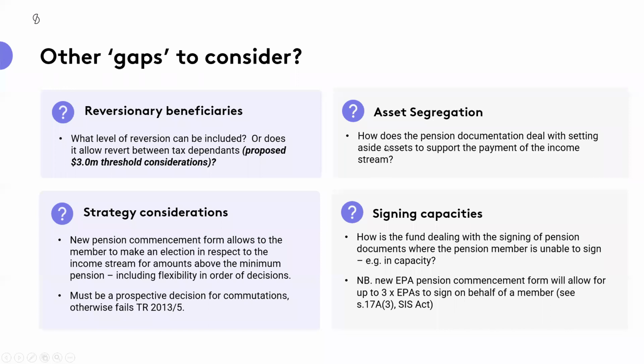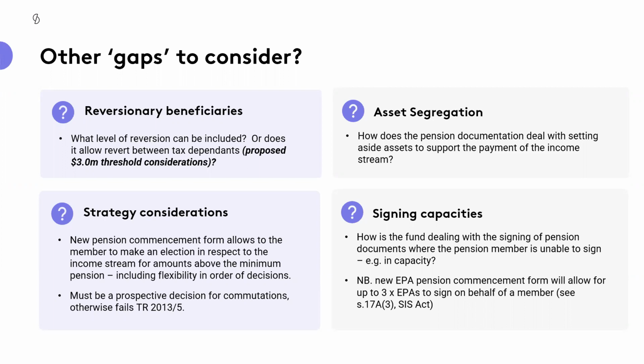And we will look at asset segregation. So do your pension documents allow us to set aside specific assets to support the payment of income streams? There are a number of strategies. So things like being able to make an election for payments above the minimum pension in a year. Can we elect to do that? Is it a separate process, or can we do that through our existing documentation? And we have introduced that not only into our pension commencements, but as part of our annual pension review as well. And this is crucial because this is prospective in the decision-making to ensure that a valid commutation is actually on foot.